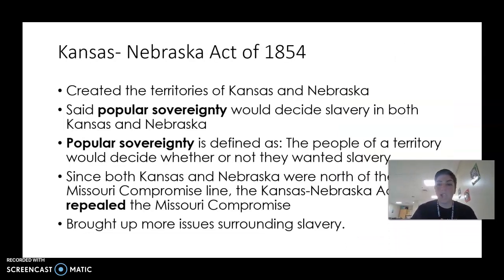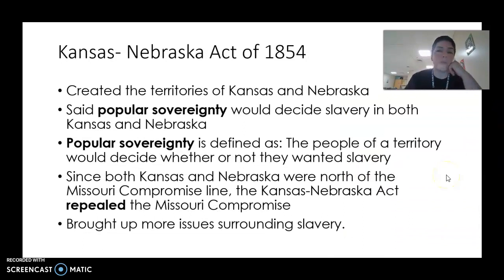The Kansas-Nebraska Act, we're 6 years away from the Civil War. This created the territories of Kansas and Nebraska. And it said that popular sovereignty would decide slavery in both Kansas and Nebraska. So what they basically said is, you know what, the government is not going to decide this for you. We're not going to evenly split this. You guys can vote on it, and whatever your decision is what it's going to be. If most people vote for slaves, you're going to have slaves.